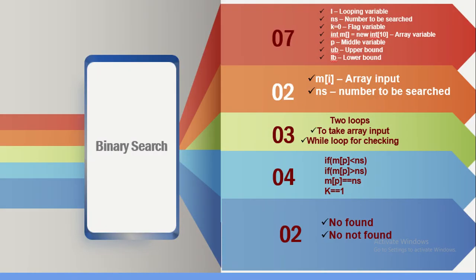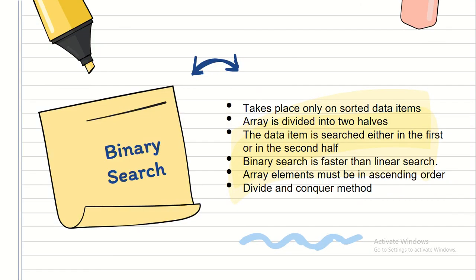This is the concept map of binary search. It takes place only on the sorted data items, and the array is divided into two halves. The data item is searched either in the first or in the second half. Because it's getting divided, binary search is faster than linear search, and array elements must be in ascending order. It is otherwise called the divide and conquer method. These are the important points that you have to remember whenever it is binary search.